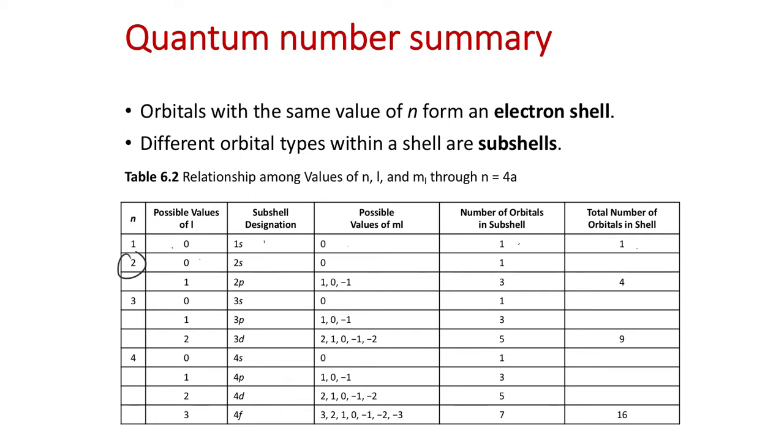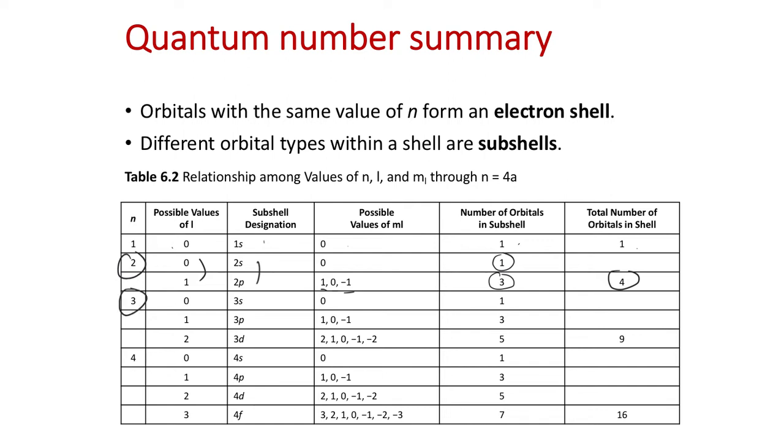The n equals 2 has the 0 and the 1 L values, so L can be 0 or 1. We have the 2s and the 2p subshells. So our range of m sub L is 1, 0, minus 1 for the 2p subshell. So we get 3 2p orbitals, but then just one 2s orbital. And so that's where we get 4. So this was your question I had on why there's 4 for the n equals 2 shell: it's just from the 3 2p orbitals plus the 1 2s orbital.